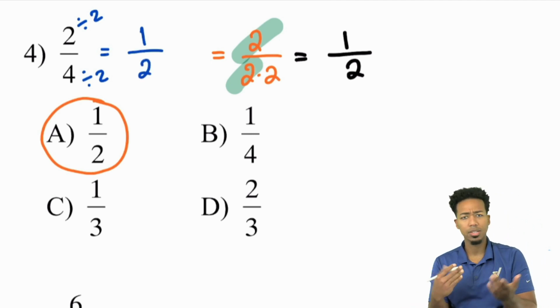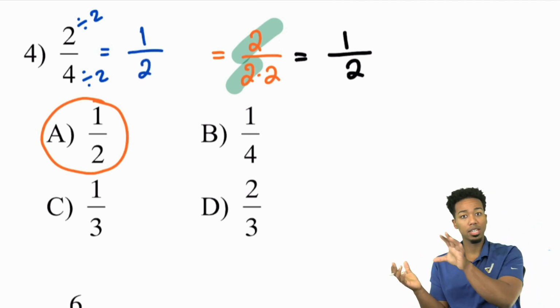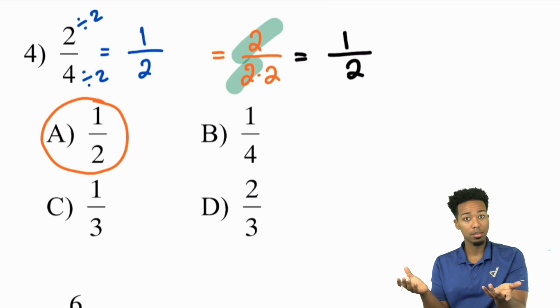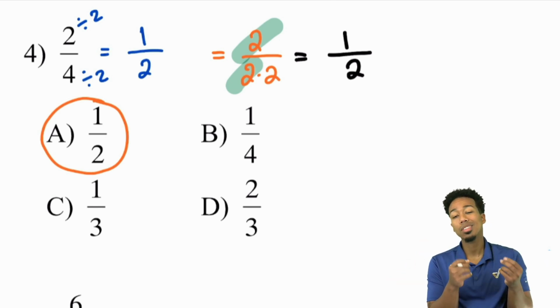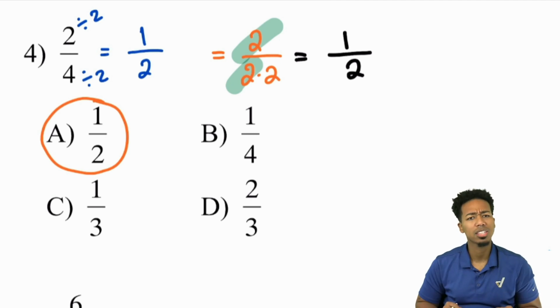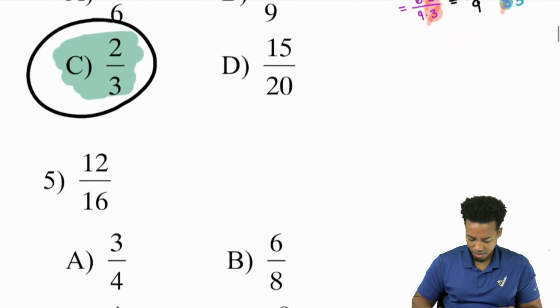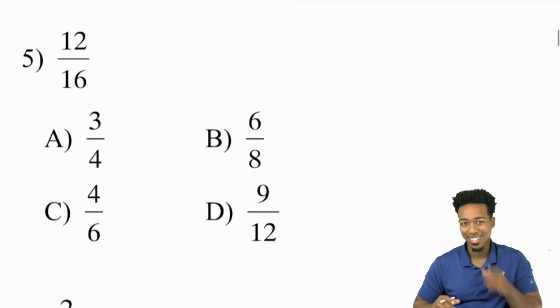So I just showed you both ways. One, you can think about it as splitting into the factors and canceling out what they have in common. Or you can divide the same thing from the top and the bottom, just like that. So here we go. Let's go to number 5. And then after this, we are going into the harder set. So get ready for that.